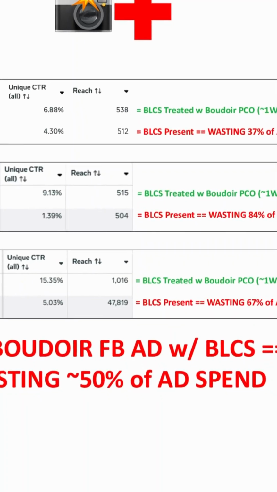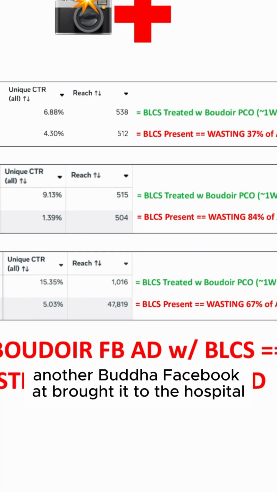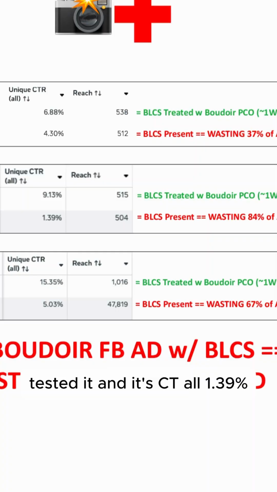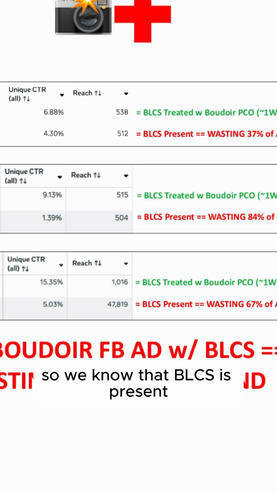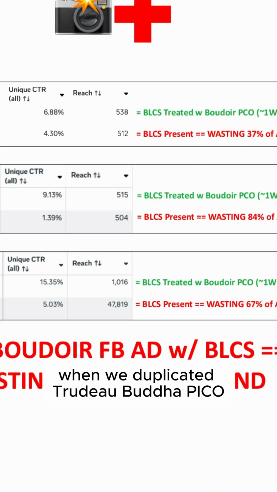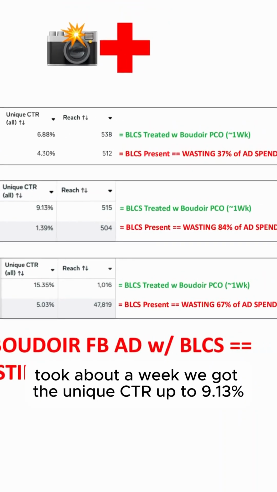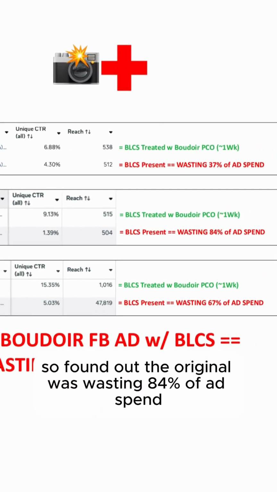Next, I found another Boudoir Facebook ad, brought it to the hospital, and tested it. Unique CTR was 1.39%. So we know that BLCS is present. When we duplicated it and treated it with Boudoir Pico, which took about a week, we got the unique CTR up to 9.13%. So we found out the original was wasting 84% of ad spend.